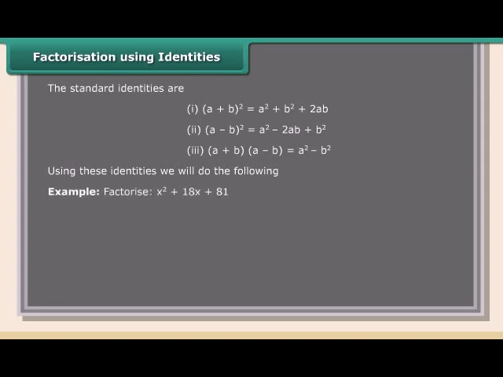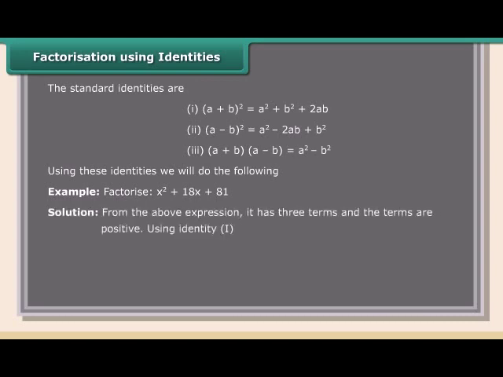Example: factorize x square plus 18x plus 81. Solution: the above expression has three terms and the terms are positive. Using identity 1, A is equal to x, B is equal to 9, we have A square plus 2AB plus B square is equal to x square plus 2 into x into 9 plus 9 square. So x square plus 18x plus 81 is equal to x plus 9 whole square.